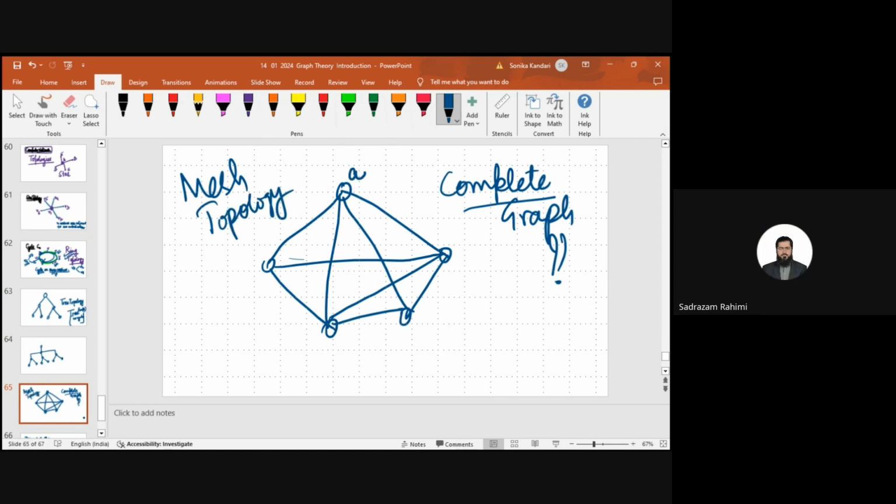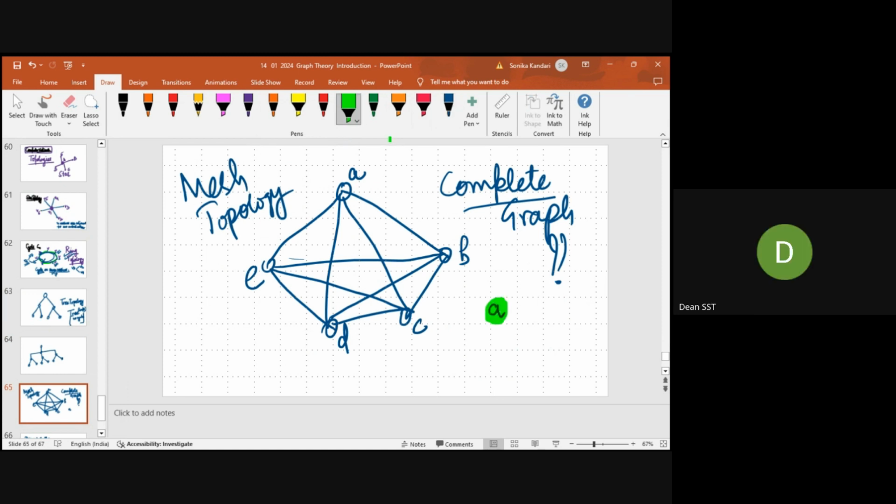Yes, it is connecting with each other. But ma'am, as of now in this graph, one edge is missed. E to C is missed. Any other which is missed? Fine. Now it's okay.